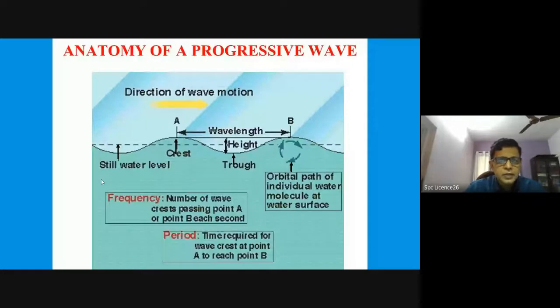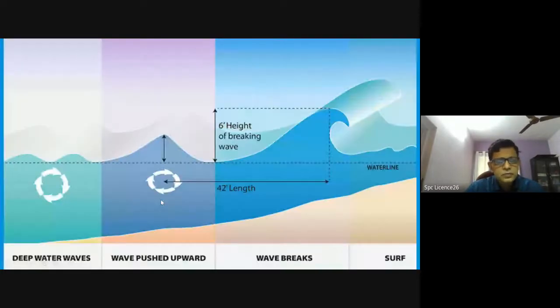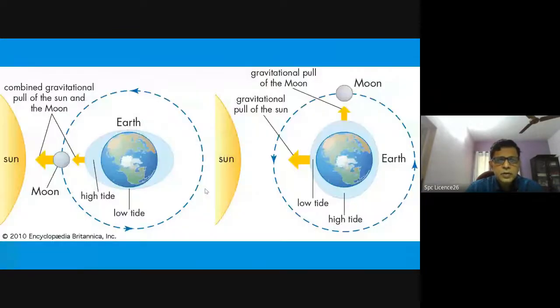A few technical terms that we saw as far as a progressive wave is concerned, and we saw how in deeper waters the water particles tend to move in a circular motion, while in shallow waters this circular movement is compressed, and that leads to breaking of the water surfaces. And then we spoke about the generation of energy out of waves.